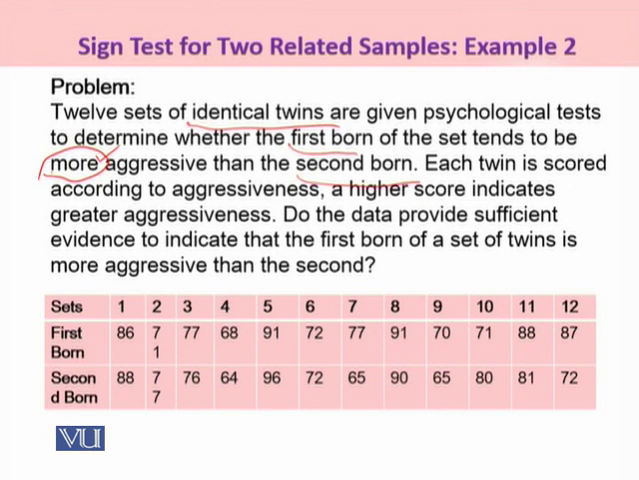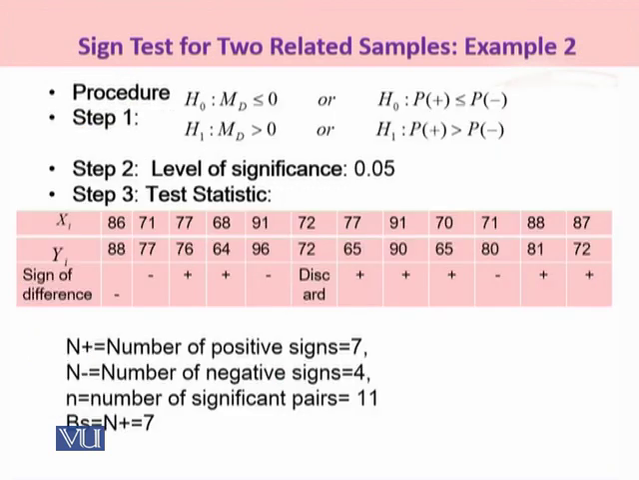Do the data provide sufficient evidence to indicate that the firstborn of a set of twins is more aggressive than the second? Students, as you can see, data is given about the firstborn and the secondborn, and we have considered a total of 12 pairs. In order to test this problem, we have to outline the procedure.